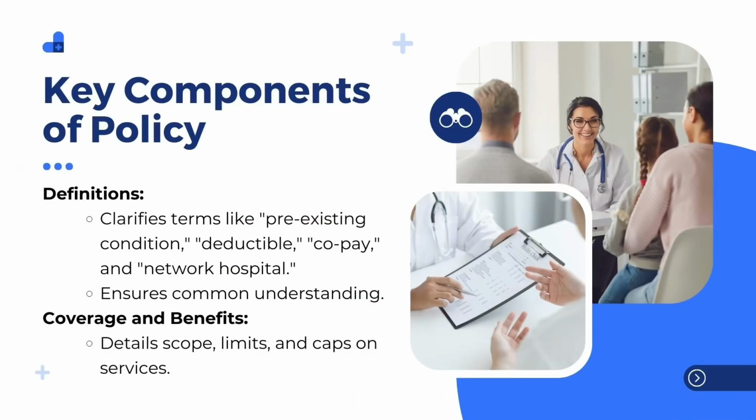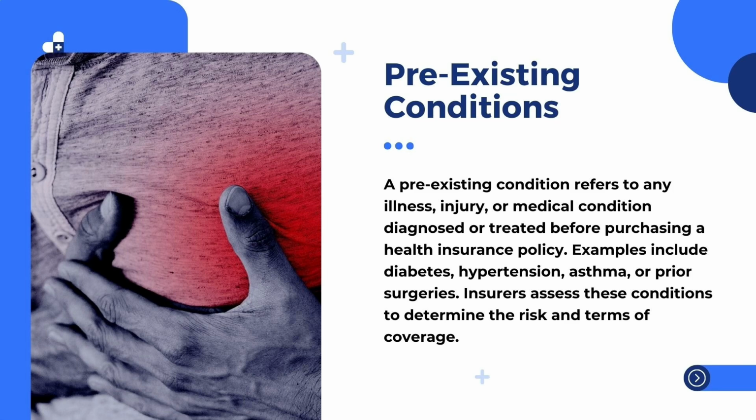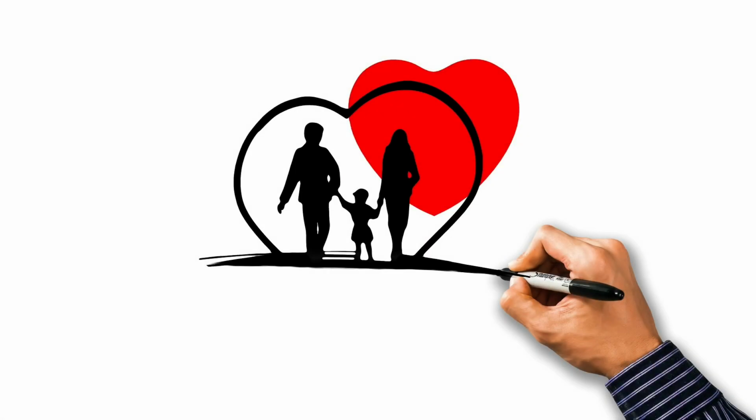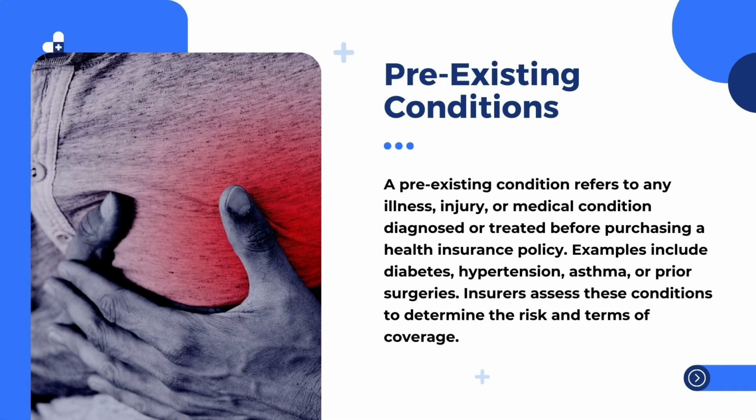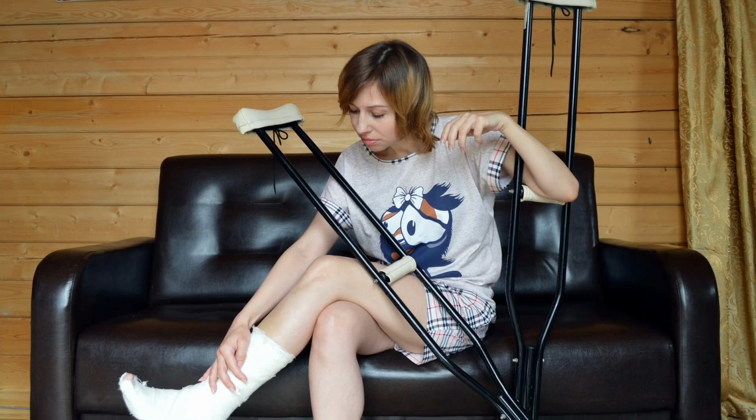Now let's talk about the key components of the policy. Every health insurance policy has 4 key sections. Let me break them down. First is definitions. This section explains terms like pre-existing conditions in health insurance. A pre-existing condition refers to any illness, injury or medical condition diagnosed or treated before purchasing a health insurance policy. Examples include diabetes, hypertension, asthma or prior surgeries. Insurers assess these conditions to determine the risk and terms of coverage.